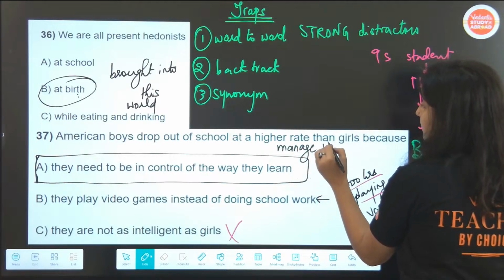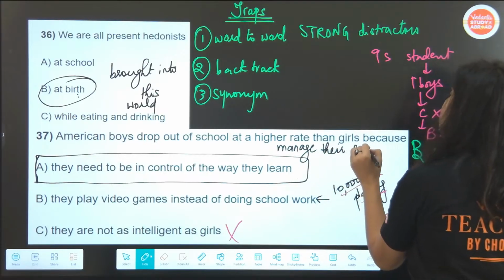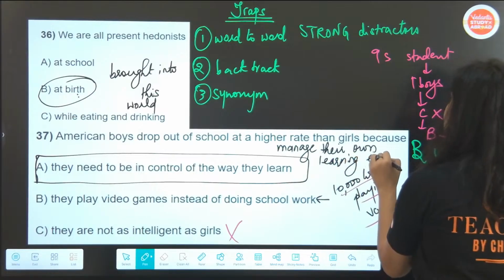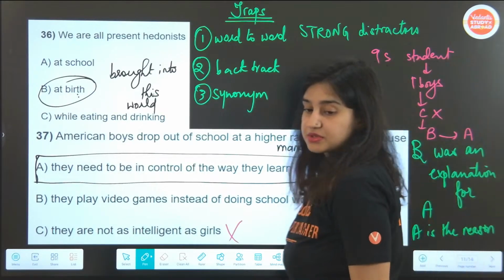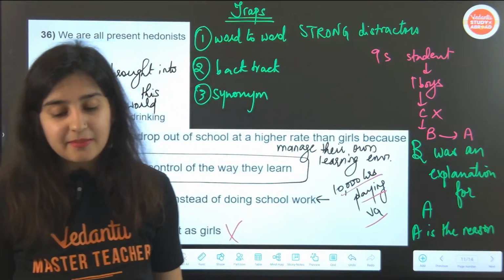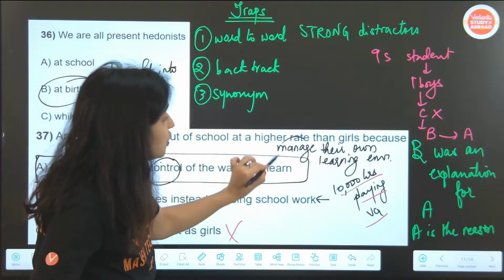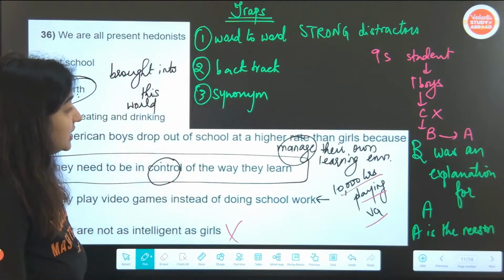Manage their own learning environment. Manage their own learning environment is another way to say they need to be in control. Control, manage the way they learn.